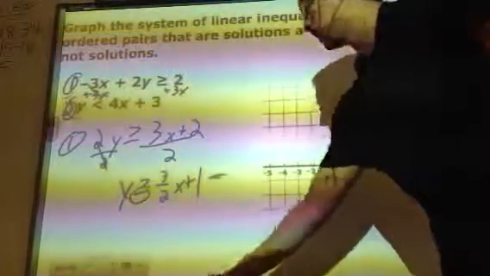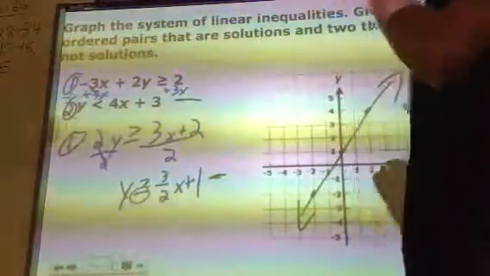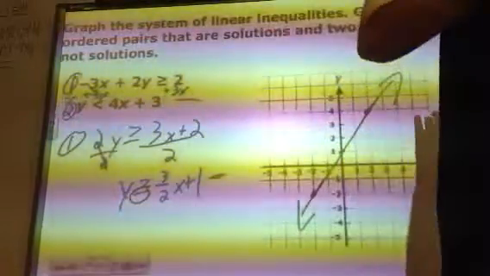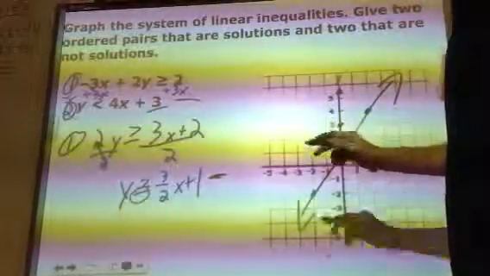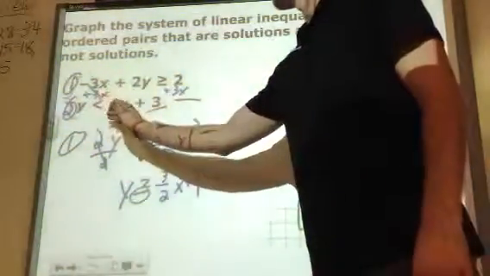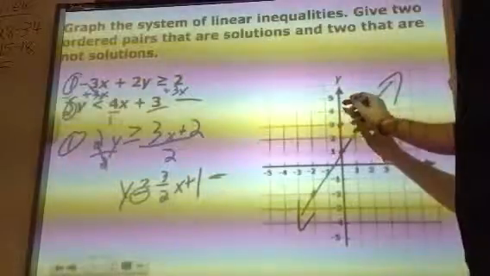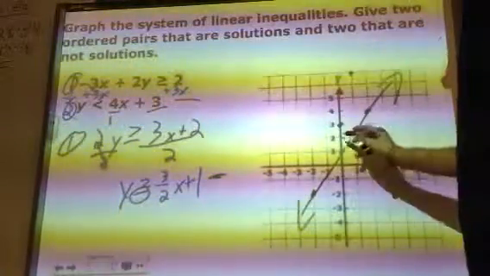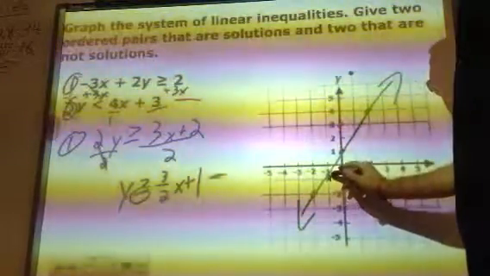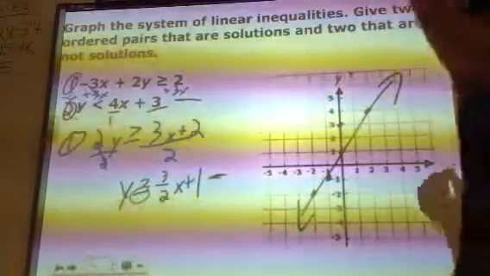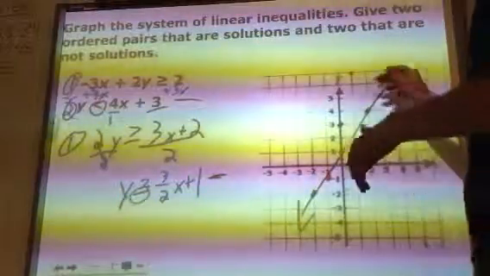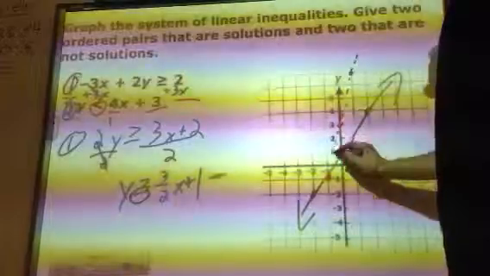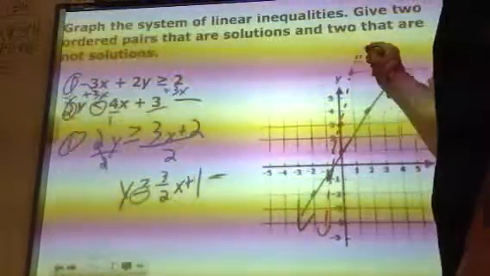Alright, so let's look at inequality number 2. We'll graph that in red. What's my y-intercept? The y-intercept is going to be positive 3, so I'm going to start at 3. What's the slope? The slope is 4 over 1, so I'm going to go up 4, over 1, or down 4 to the left 1. And now do I want to use a solid line or a dashed line? This is not or equal to, it's just less than, so we don't want to include the line as part of our answer, so we're going to use a dashed line.